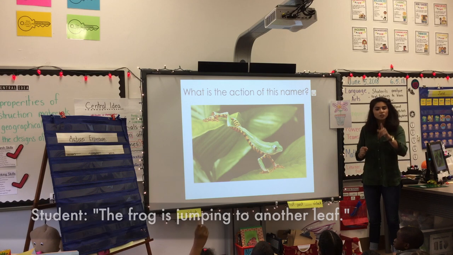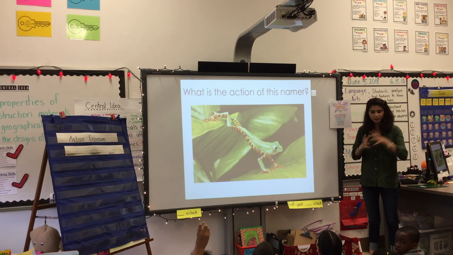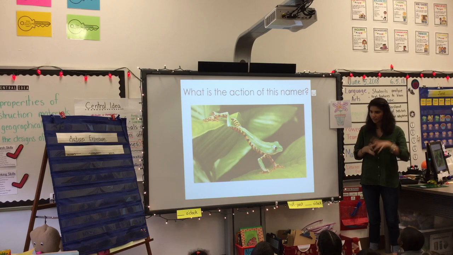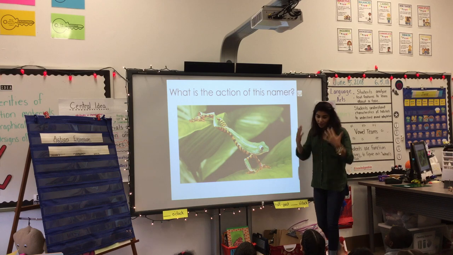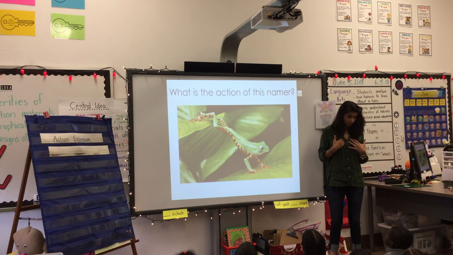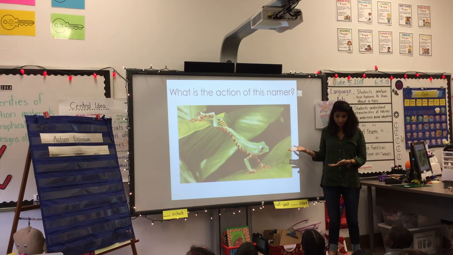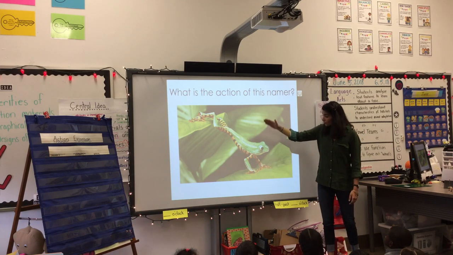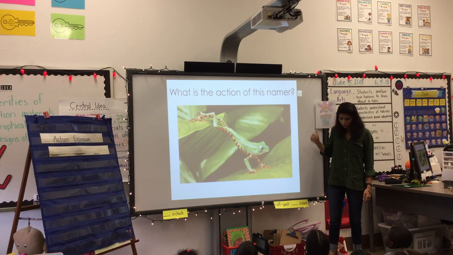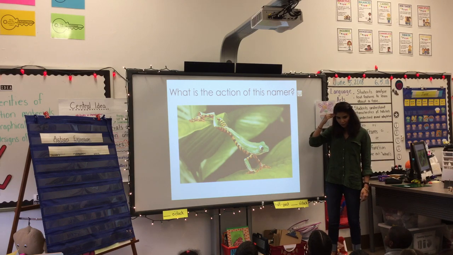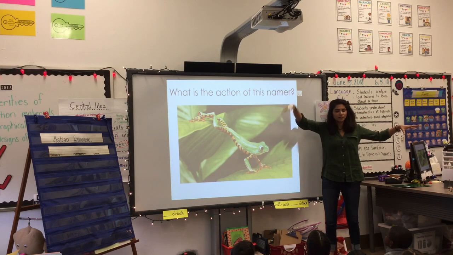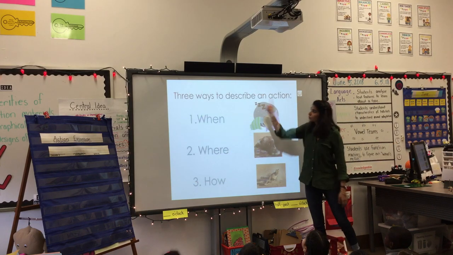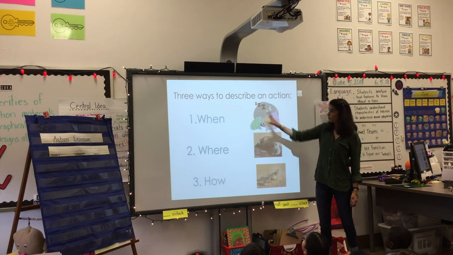Is jumping to another leaf. You really expanded that. So jumping was the action, and then you told me where. The better our action words are, the better picture we can have in our mind as readers of what you're describing. So when Katie told me that this frog is jumping to another leaf, now I have a picture in my mind that there's a frog, it's jumping, and I can see two leaves because it's going from one to another. So there's three ways to describe an action.